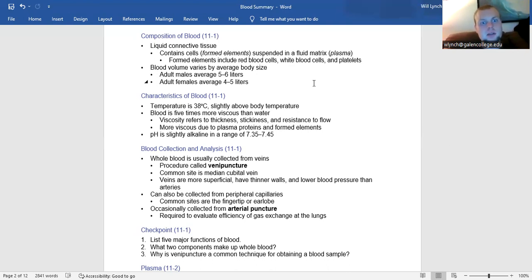As I stated before, we keep that pH around 7.35 to 7.45 on average. This is going to be an alkaline or basic pH. We keep that slightly above neutral, which is 7.